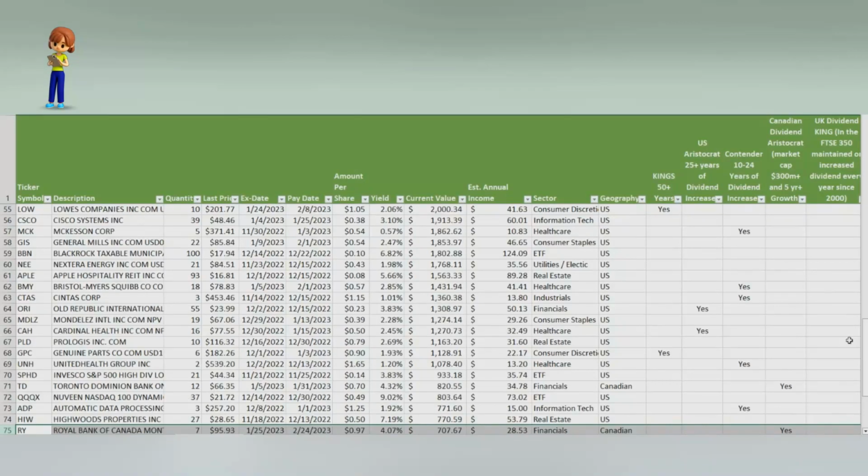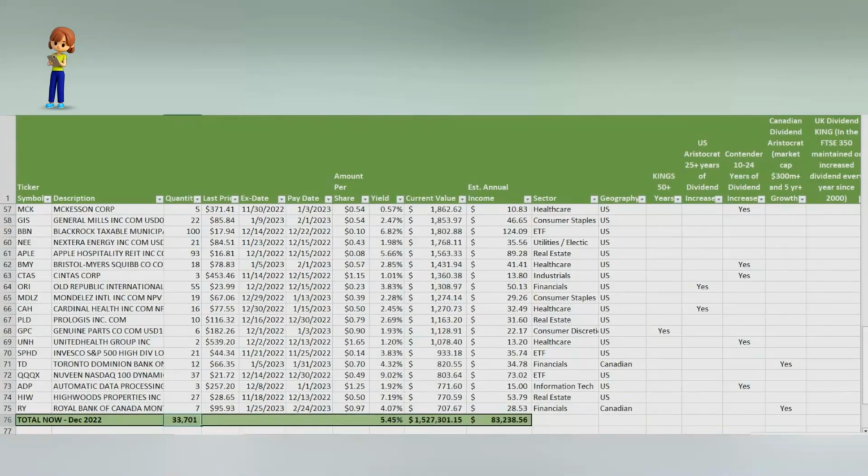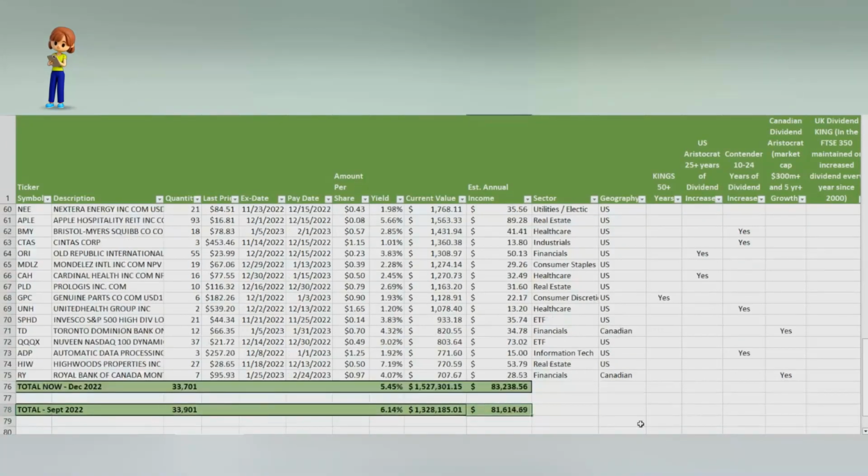And that's the portfolio, resulting in 33,701 shares with an average dividend yield of 5.45%, a total value right now of $1.53 million, and an estimated annual income, a PADI, if you will, of $83,238.56. And you can see how that compares to September with a just over 6% yield.